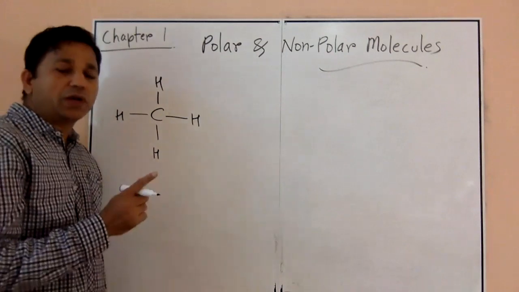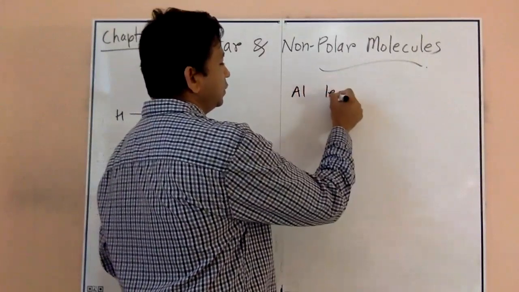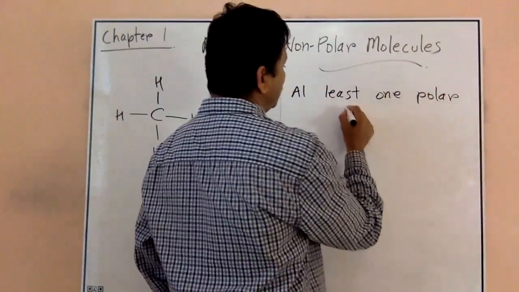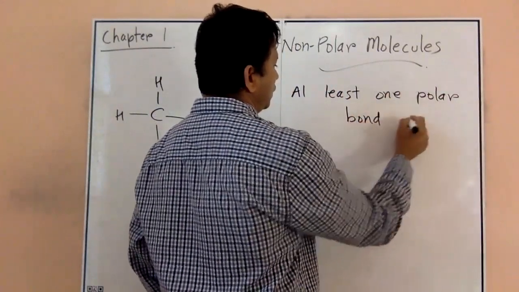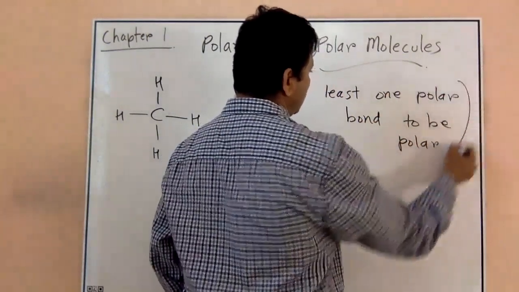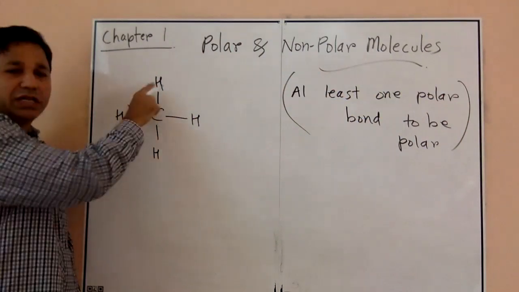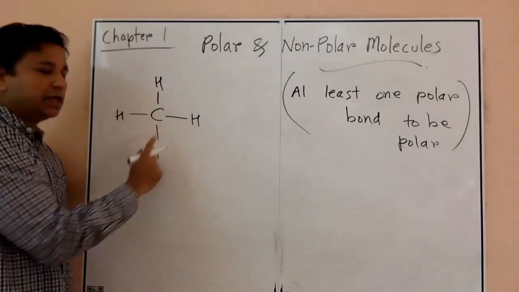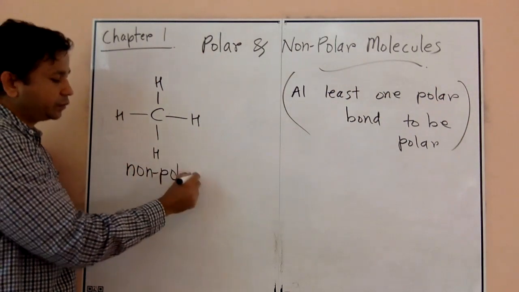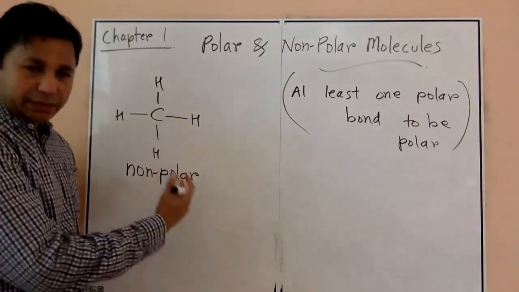So condition number one: you should have at least one polar bond to be polar. So do we have any polar bond here? The carbon-hydrogen bond is not polar, right? So that means this whole molecule is non-polar because there's no polar bond here. All right? Let's take another example.